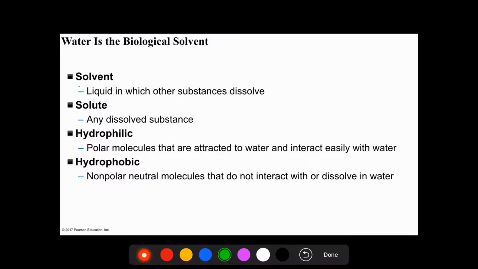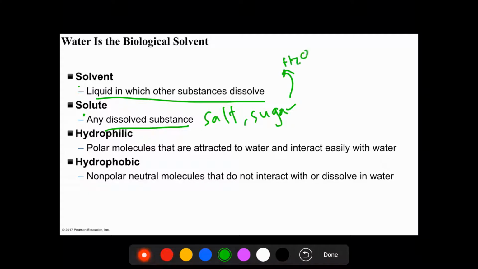If you are wondering about solvent, it's a liquid in which other substances dissolve. Solutes are any dissolved substances. Think, for example, of salt or sugar dissolving in water. So these are solutes and that is the solvent. There are another two terms we need to be aware of: the first one is hydrophilic and the second one is hydrophobic.